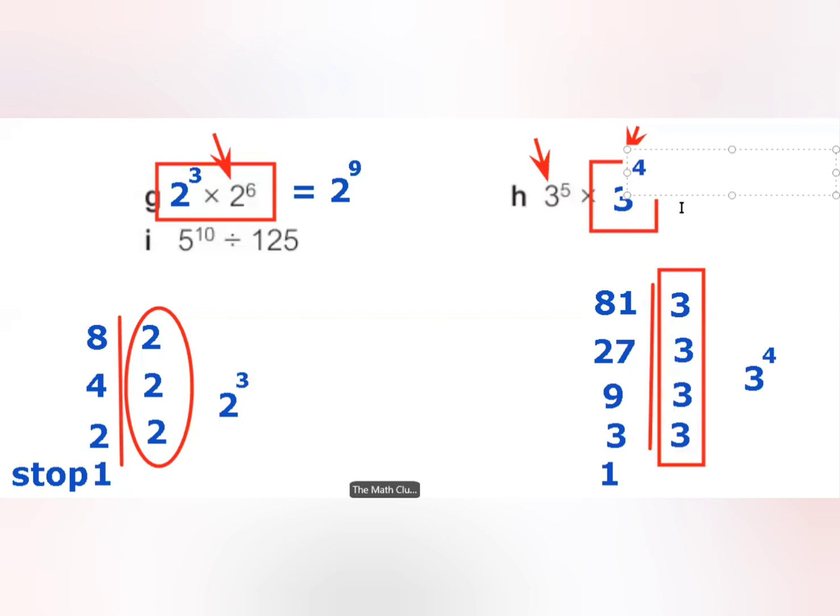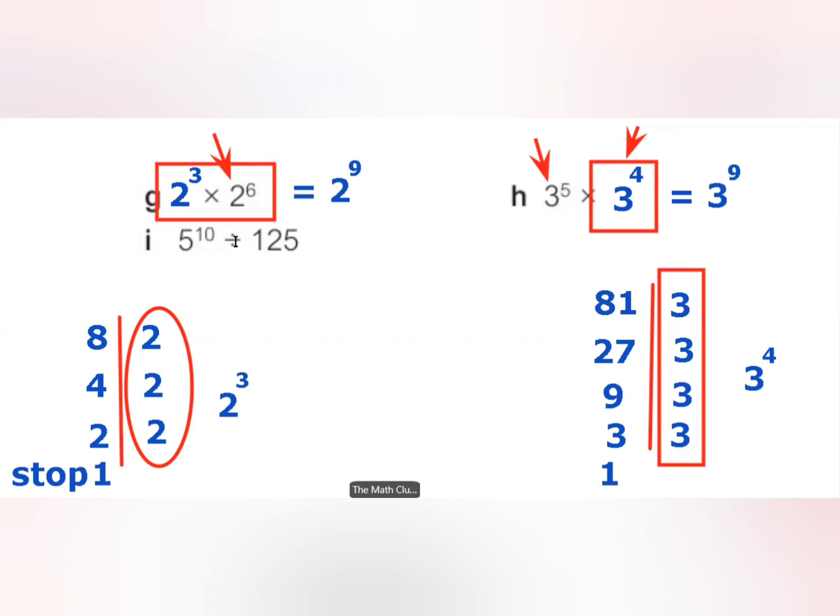Now we follow the steps of multiplying. If we multiply the same base numbers, we use the same base number, which is 3, and the powers are added to each other. So we're going to add 5 and 4. 5 and 4 will be 9. So the answer is 3 to the power of 9. Like this, yes. And this is the idea of this question.